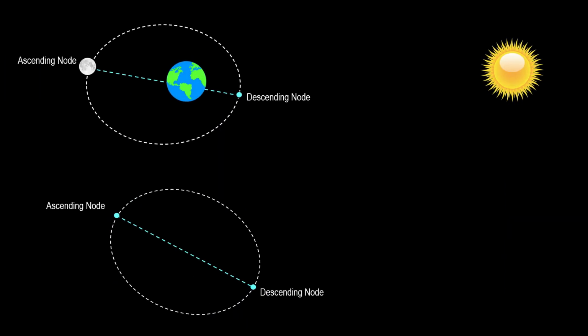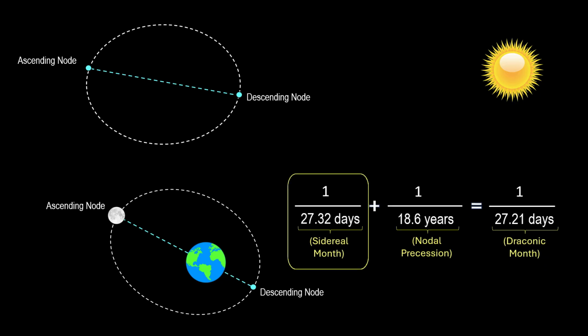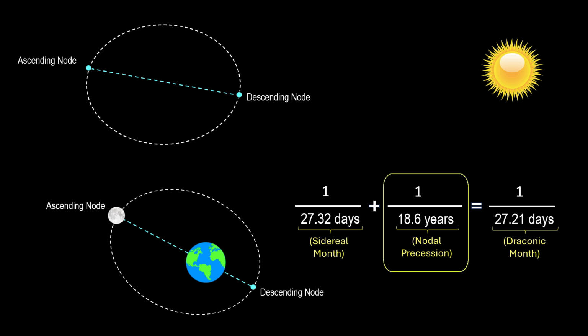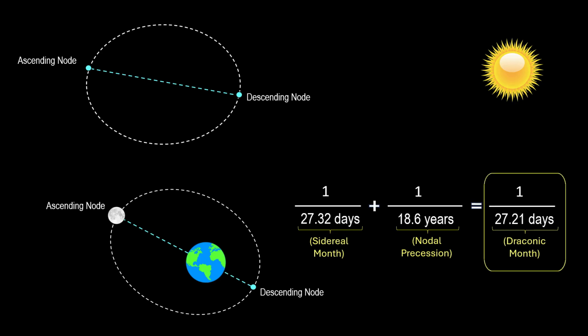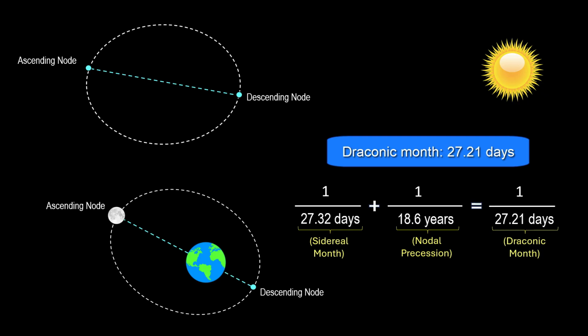The Draconic Month is defined as one revolution of the Moon about its orbit with respect to the ascending nodes. The duration of the Draconic Month can be estimated using the following formula. This represents the frequency of the Sidereal Month. This represents the frequency of nodal precession. A full cycle lasts about 18.6 years. By adding both frequencies, we obtain the frequency of the Draconic Month. The mean length of the Draconic Month is 27.21 days.